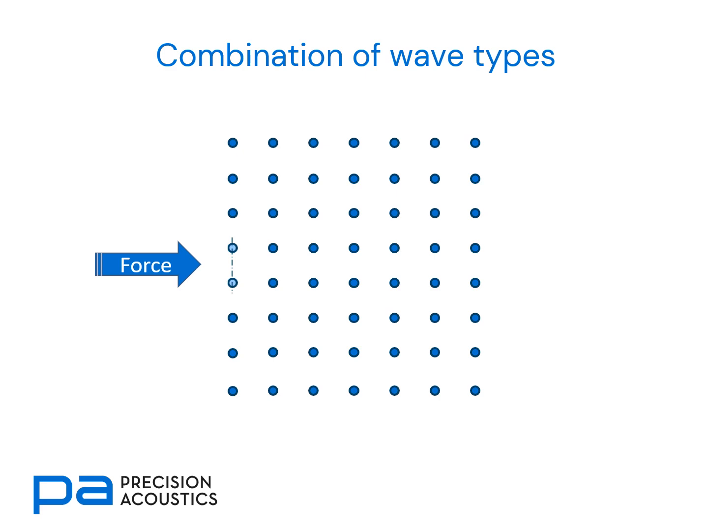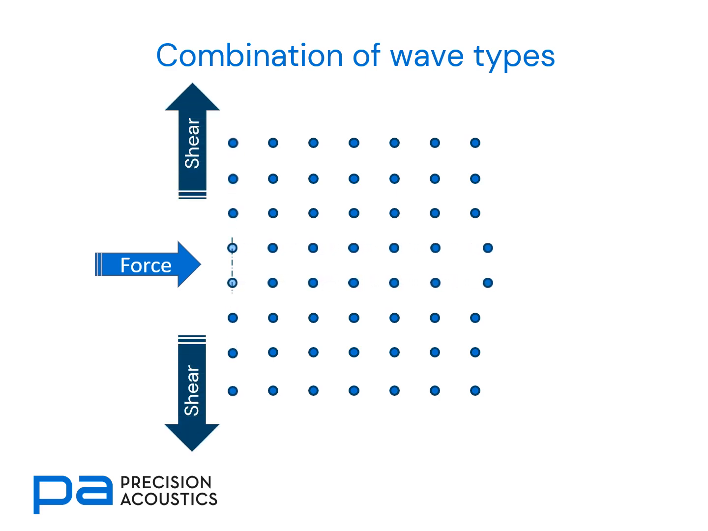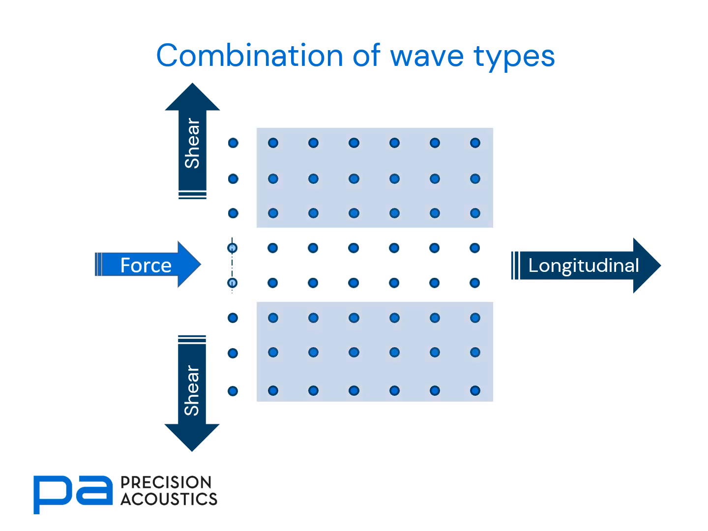As this force propagates, we see that there are shear waves travelling in the vertically up and vertically down directions, and a longitudinal wave travelling horizontally. In fact, even this is a simplification, because in the pale blue areas we will find that there are both shear and longitudinal wave modes propagating.